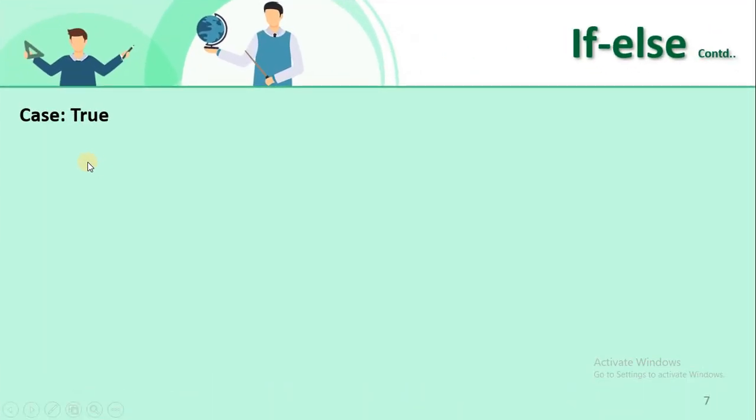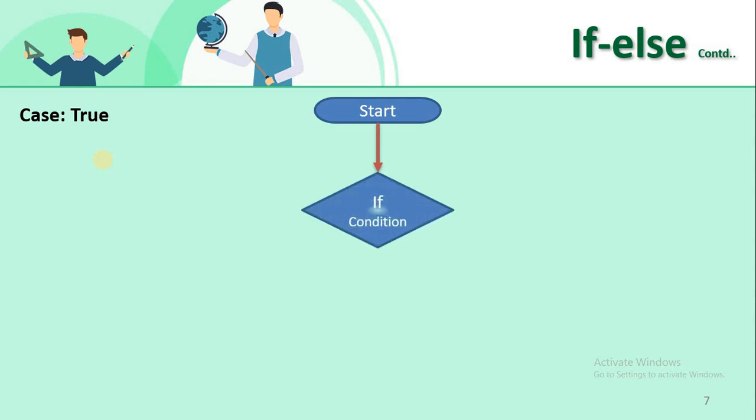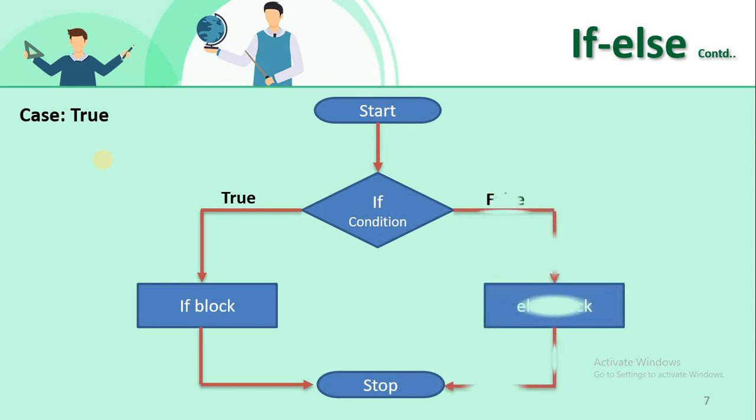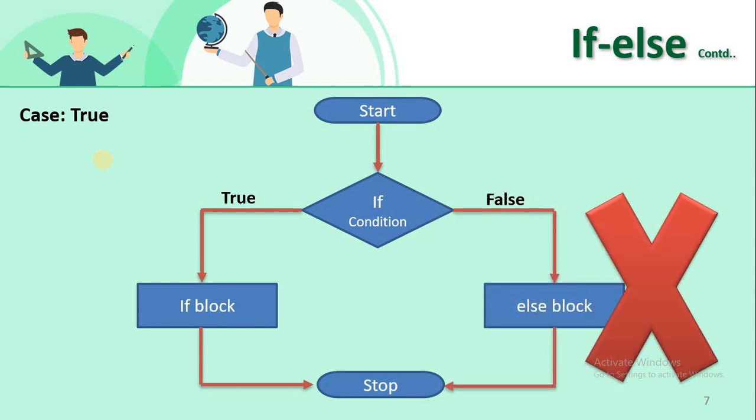For better understanding, see this case. If the given condition is true, what will happen? First, the condition will be checked. If the given condition is true, only the if block will be executed, then it will reach the ending point of the if-else structure. In this case, the else block will be ignored.